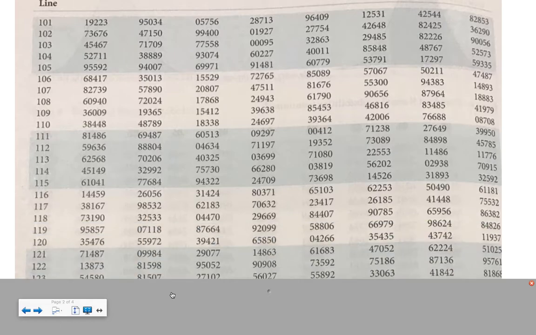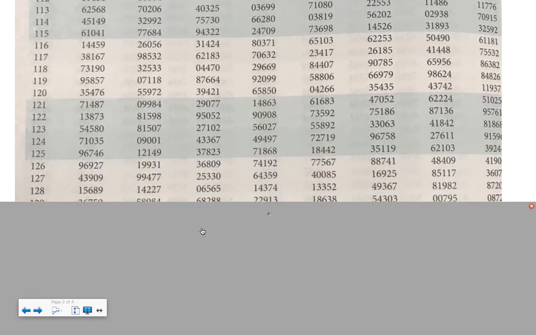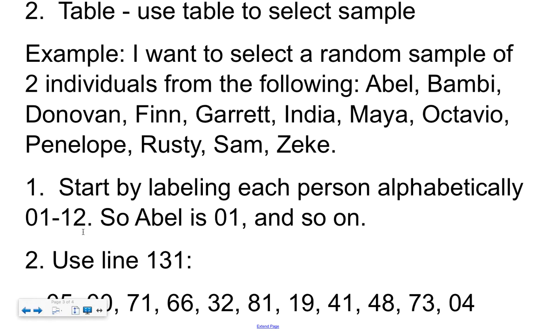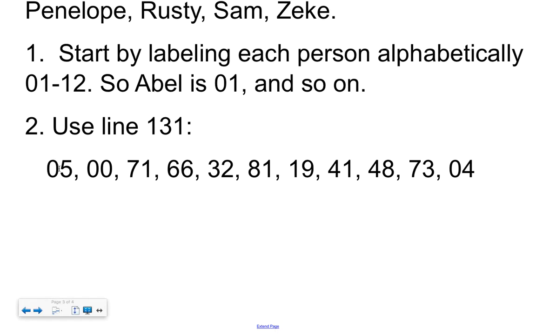So if I look here at line 131, and since I'm looking at 2-digit numbers because I labeled people 01 through 12, what I want to do is look at 2 digits at a time. So my very first 2-digit number would be 05. So I'm going to write over here, 05 is my first number.